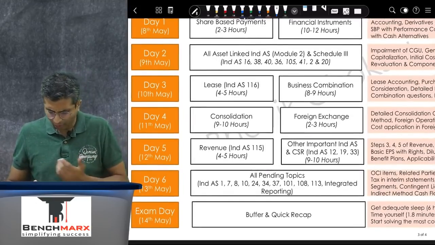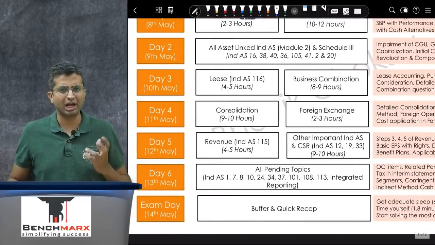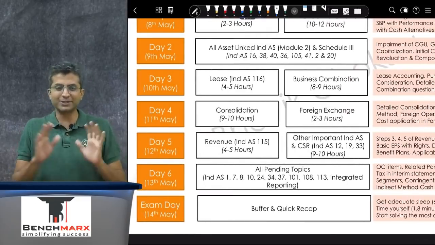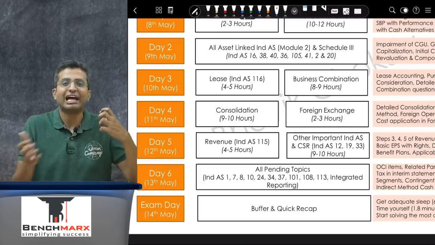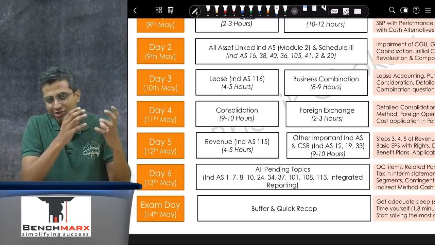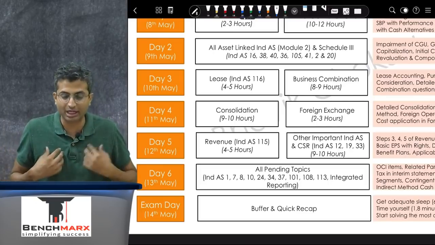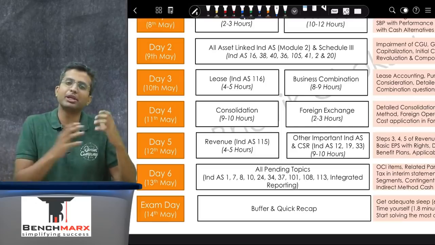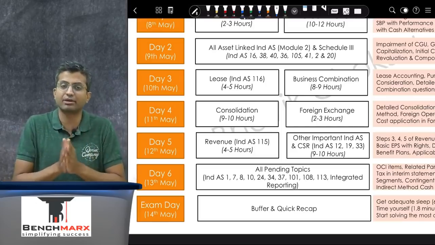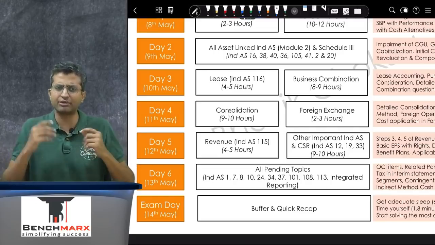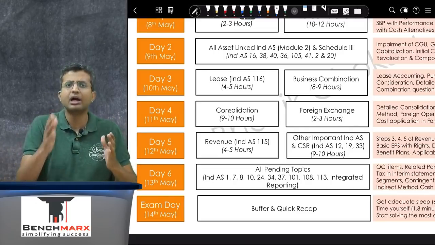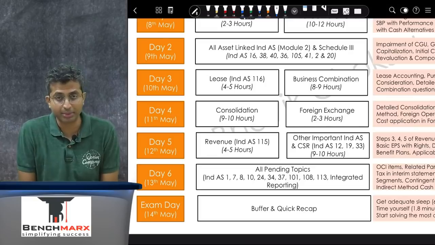So we have also kept some buffer for a quick recap. Most of the time this buffer will not remain, because with your time management, with everyone including us, we would probably go on to the last day as well, but we've just kept a buffer just in case. If time permits, then you can do a quick roundup of the important topics.